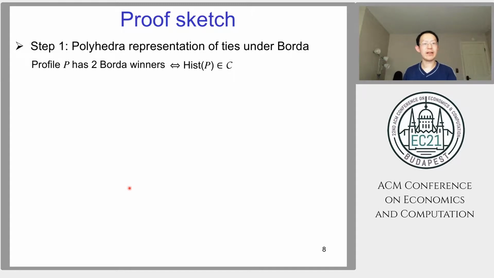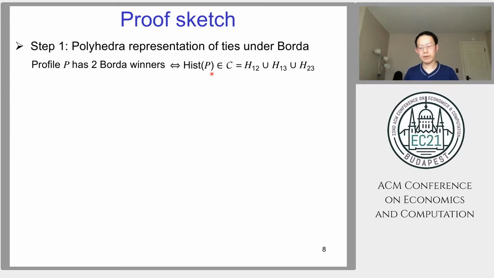We're going to use Borda as an example again. So look at a profile P with two Borda winners under three alternatives. This happens if and only if the histogram of P is in the union of three polyhedra, H12, H13, and H23. So what is a histogram? A histogram is really just a vector that comes from the multiplicity of every linear order.